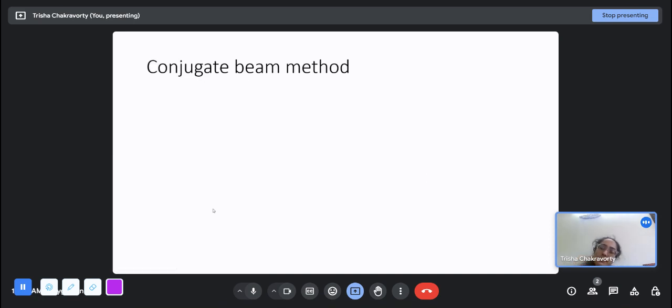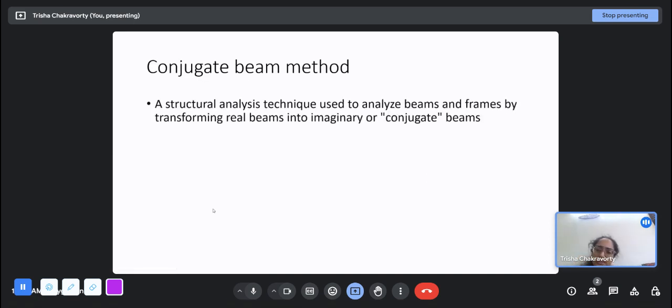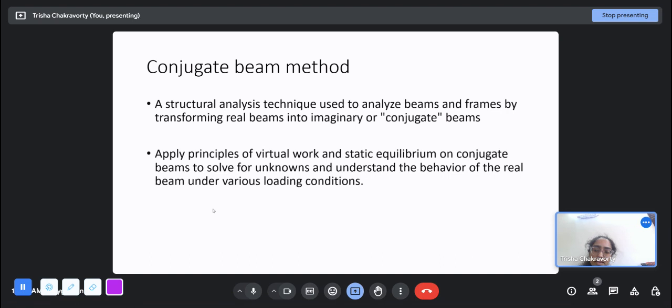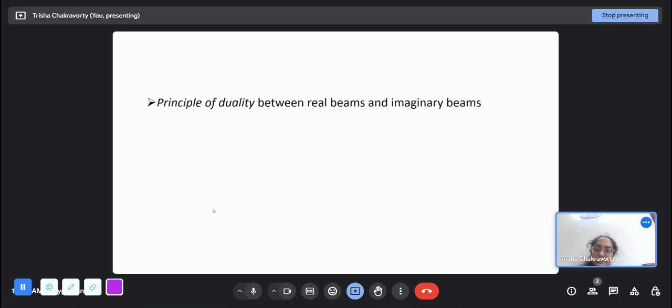And this is the conjugate beam method, a structural analysis technique used to analyze beams and frames by transforming real beams into imaginary or conjugate beams. We apply principles of virtual work and static equilibrium on conjugate beams to solve for unknowns and understand the behavior of the real beam under various loading conditions. This is basically the principle of duality between real beams and imaginary beams.